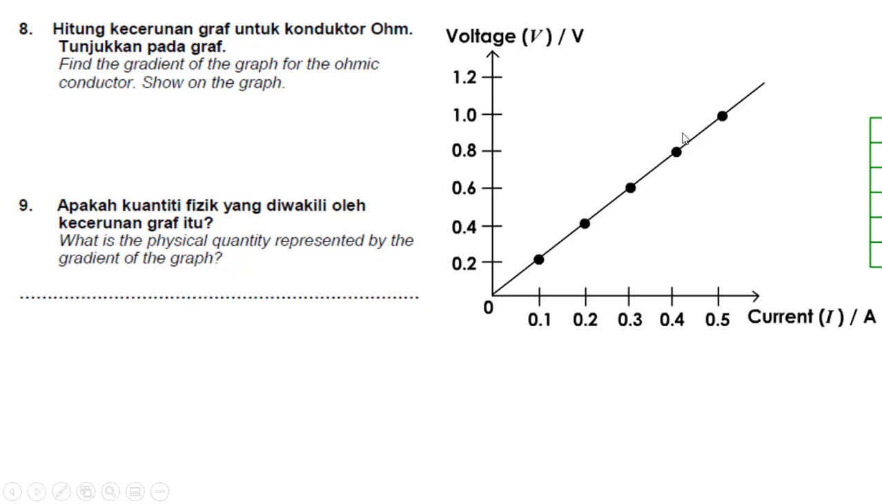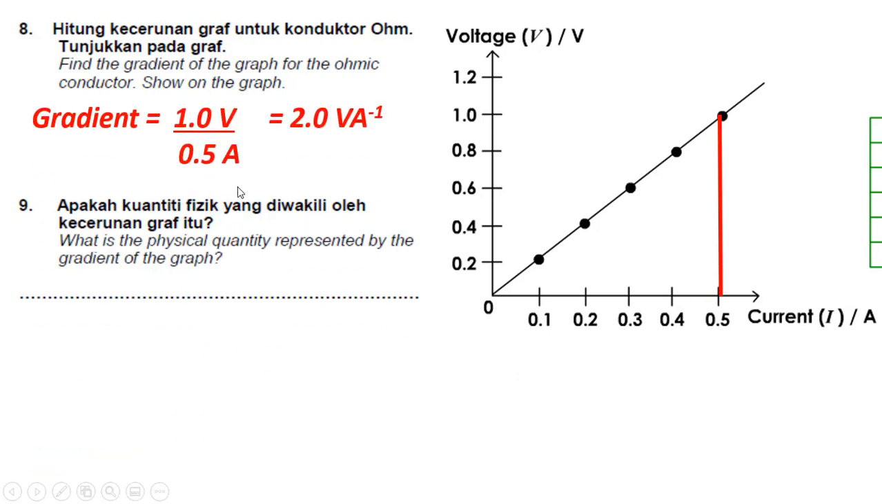From the graph, we can calculate the gradient of the graph. We have to show the method to calculate the gradient. So we draw a straight line here. We have the value of y, 1 minus 0, divided by 0.5 minus 0. Remember, 1.0 volt divided by 0.5 ampere. So the answer is 2.0 volt ampere negative 1.